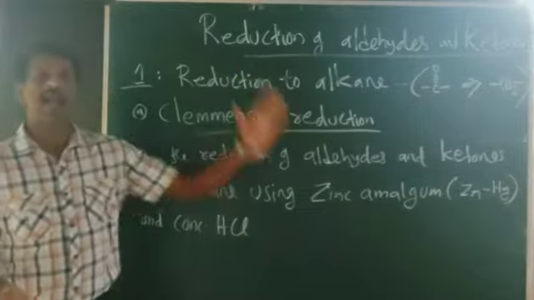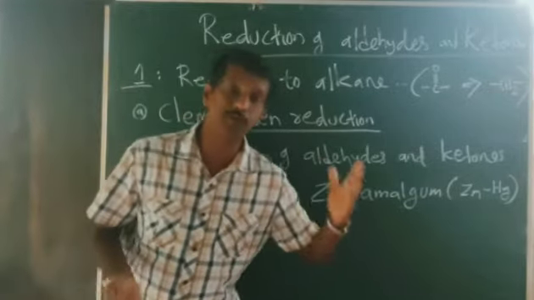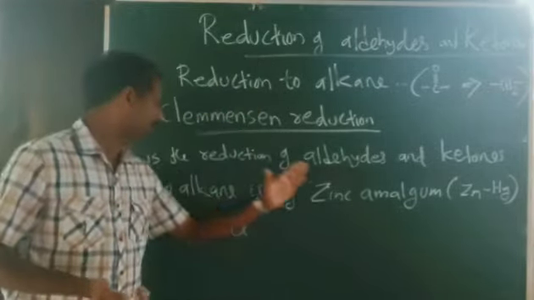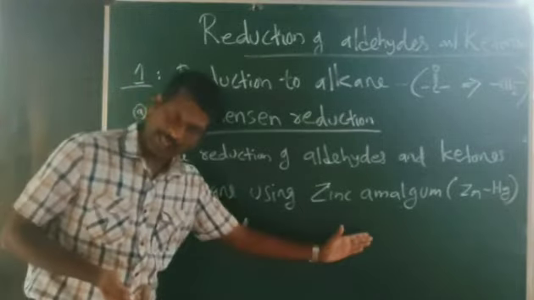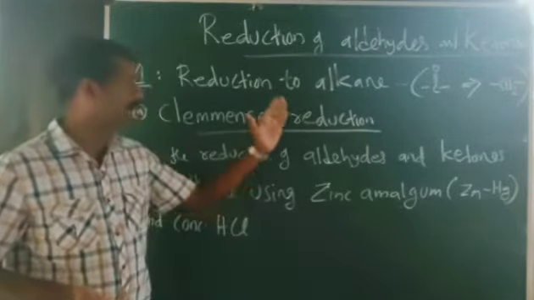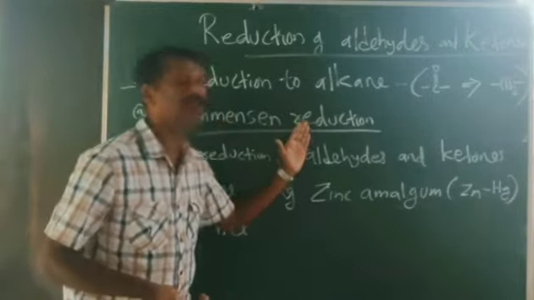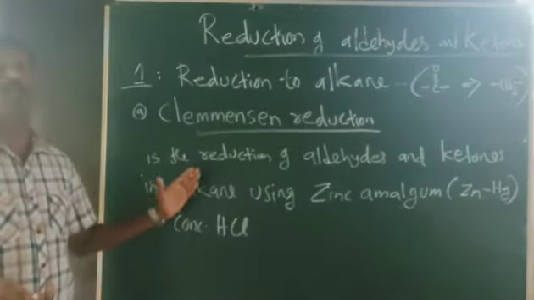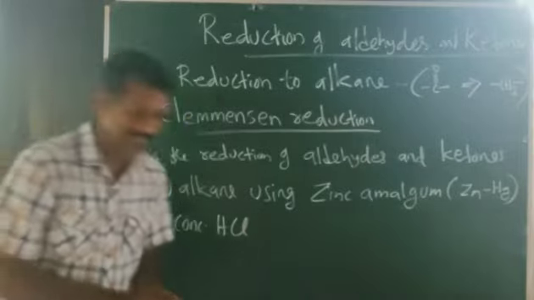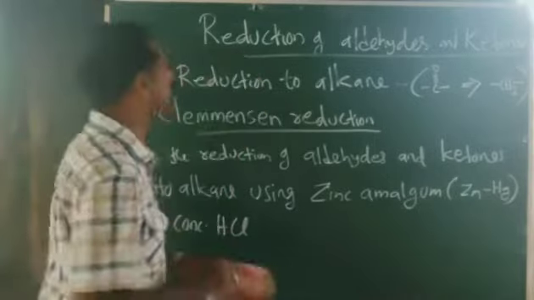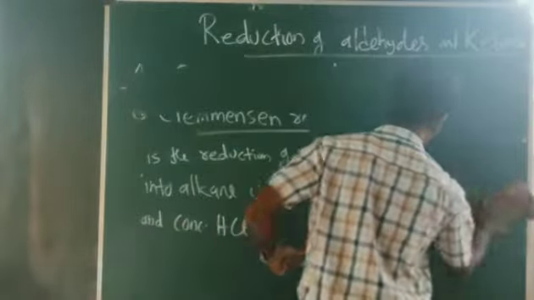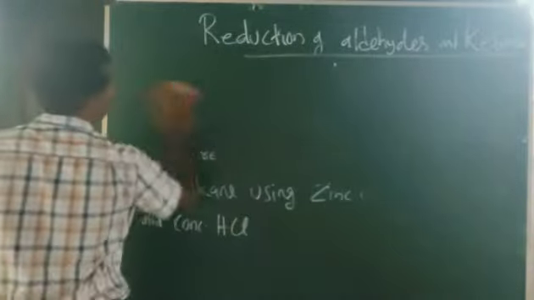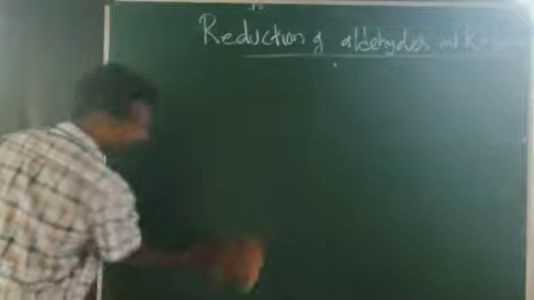So when an aldehyde or ketone is reduced with zinc amalgam and concentrated HCl, we get alkane. That type of reduction reaction is known as Clemmensen reduction. So keep it in mind: Clemmensen reduction is the reduction of aldehydes and ketones into alkane using zinc amalgam and concentrated HCl. So let us go through some examples.